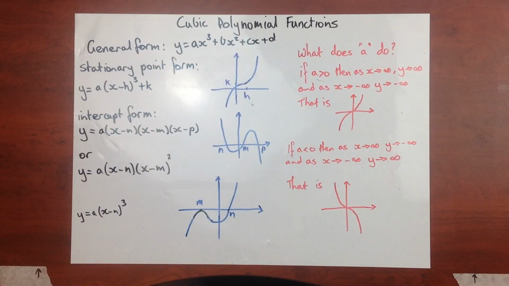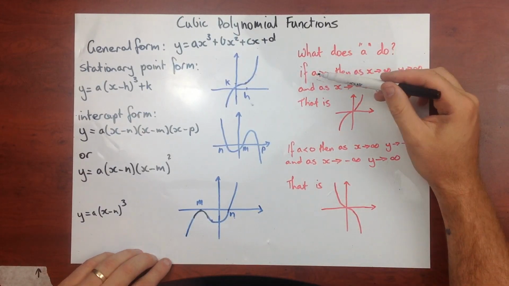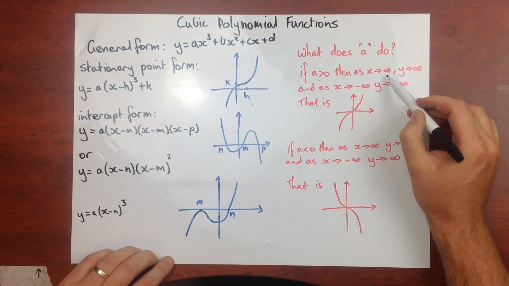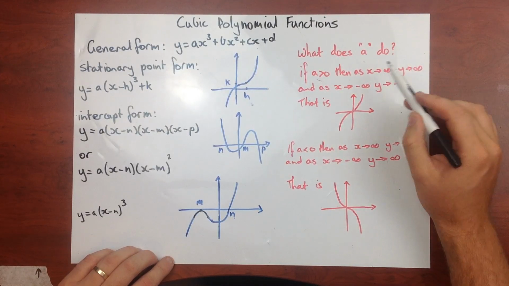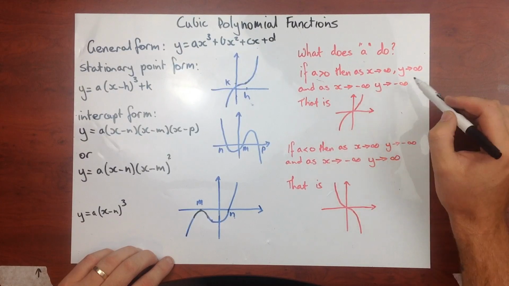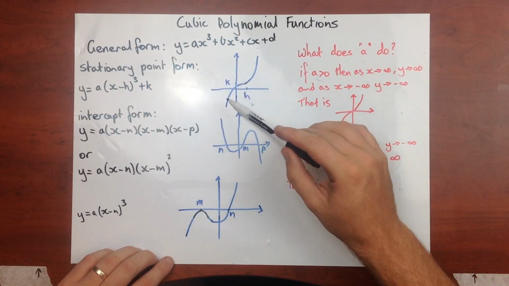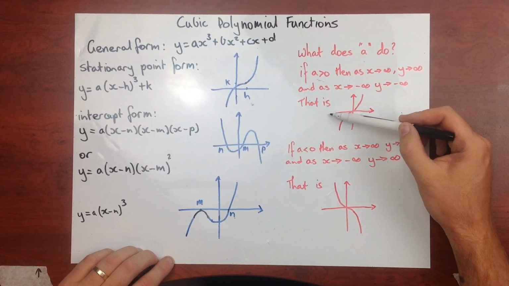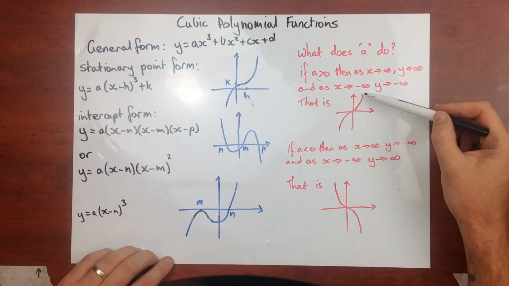So what does our a do now for our cubics? If a is greater than 0, then we say as x approaches infinity, y approaches infinity, and as x approaches negative infinity, y approaches negative infinity. That's what's happening with this one. So as x gets smaller, y gets smaller. As x gets bigger, y gets bigger.